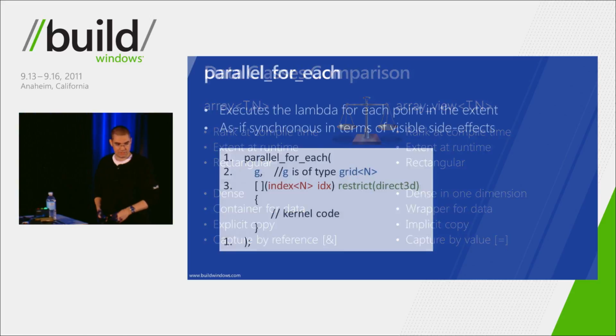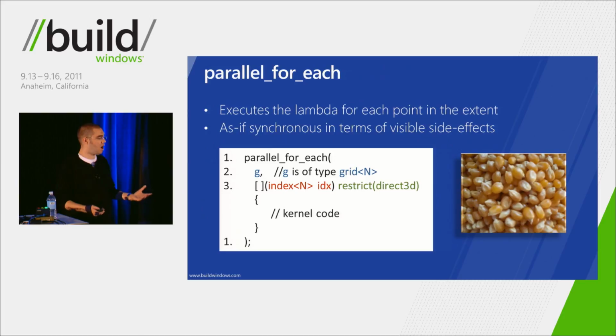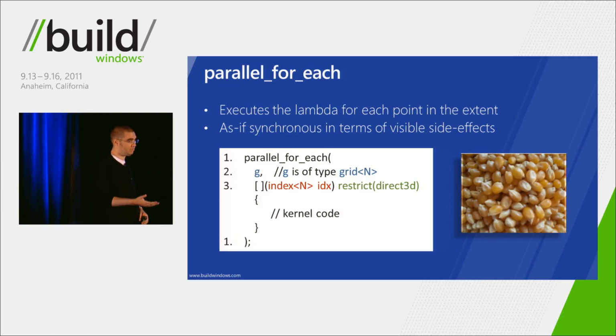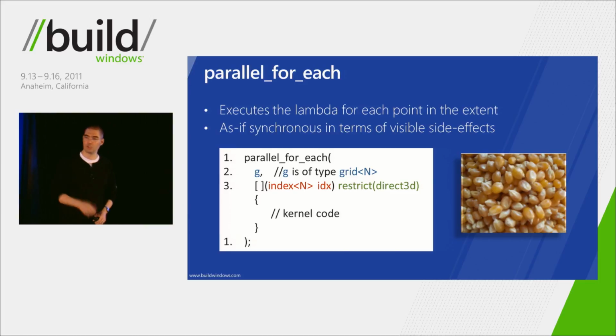OK. Now for the entry point, parallel for each. So parallel for each starts here on line 1 and ends on the second occurrence of line 1. And it takes two arguments, the argument on line 2, the argument on line 3. The argument on line 2 is a grid. And you know about grids now. We just create them with extent. So really what it takes is an extent. So you create that extent.